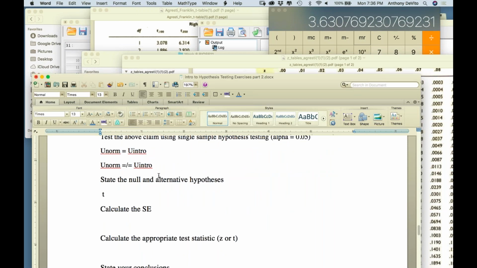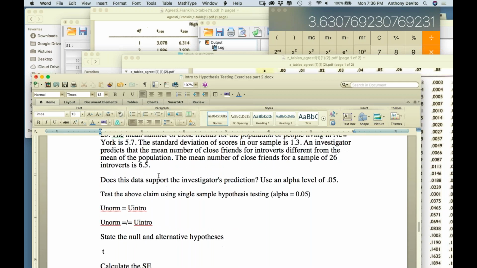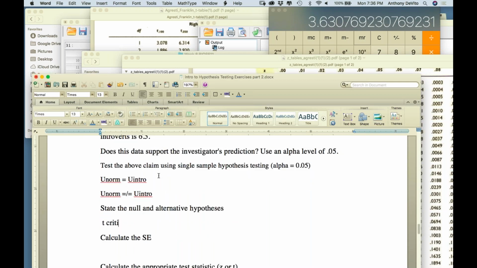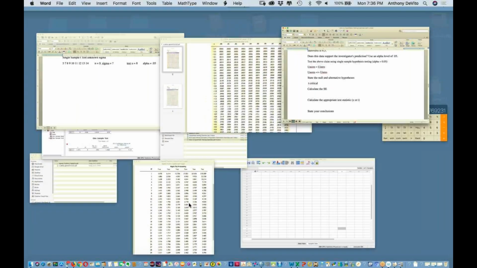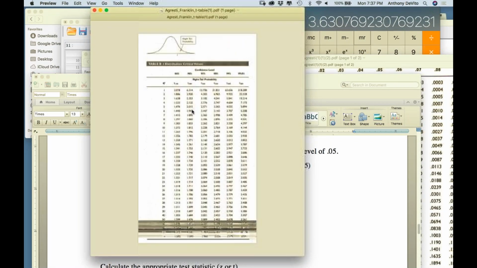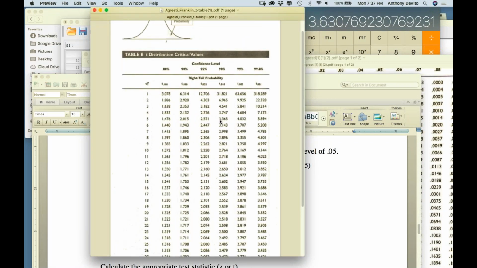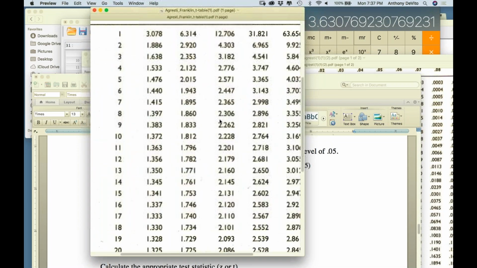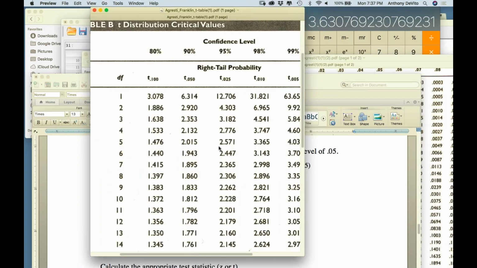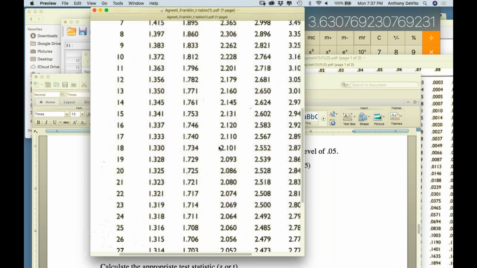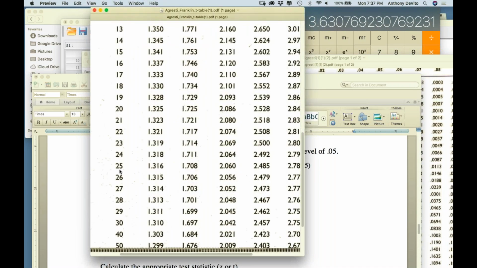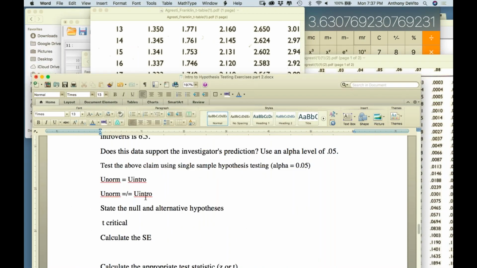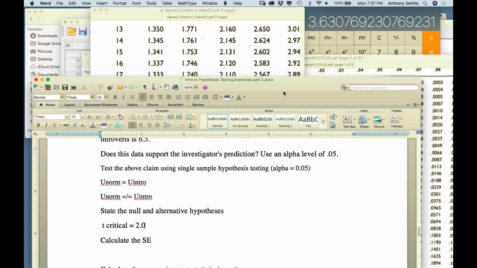For a sample size of 26, what does t critical have to be? Where do we get that? We go to the t table, and it'll tell us how many standard errors apart these have to be in order for me to be 95% sure that they're different. For a sample size of 26, 25 degrees of freedom, they have to be 2.06 standard errors. So my t critical is equal to 2.06.